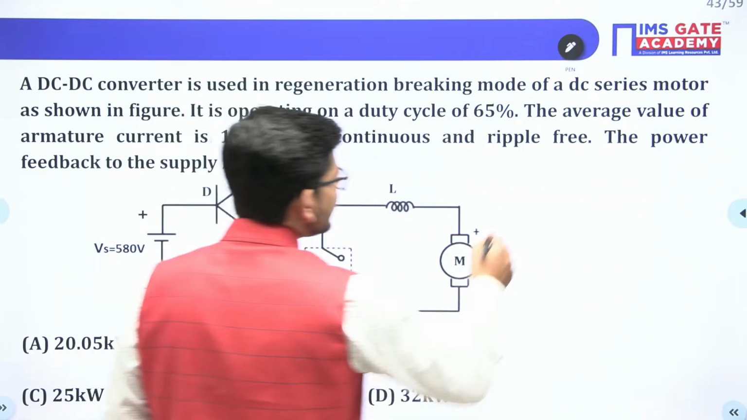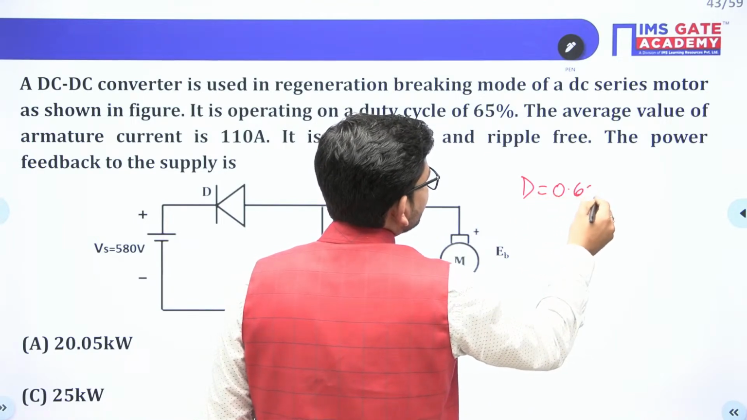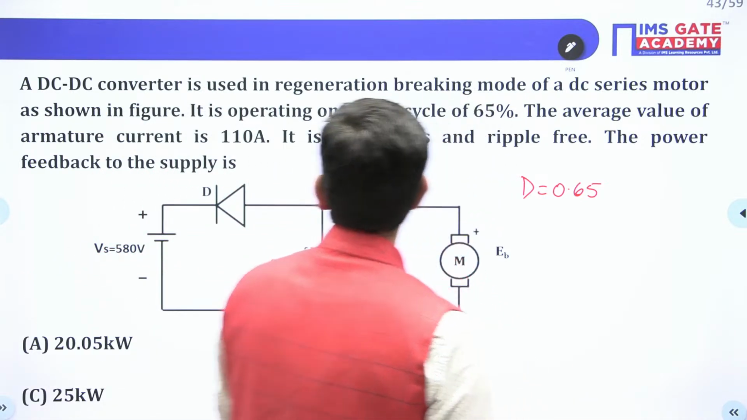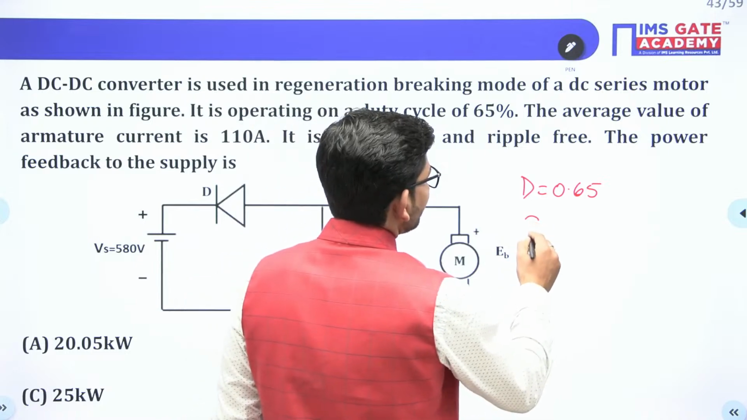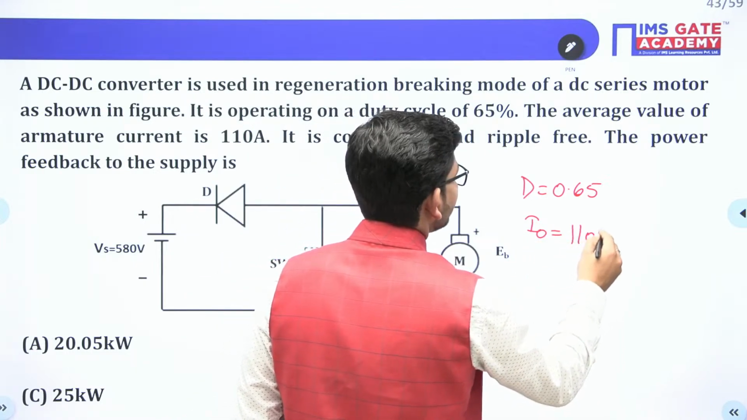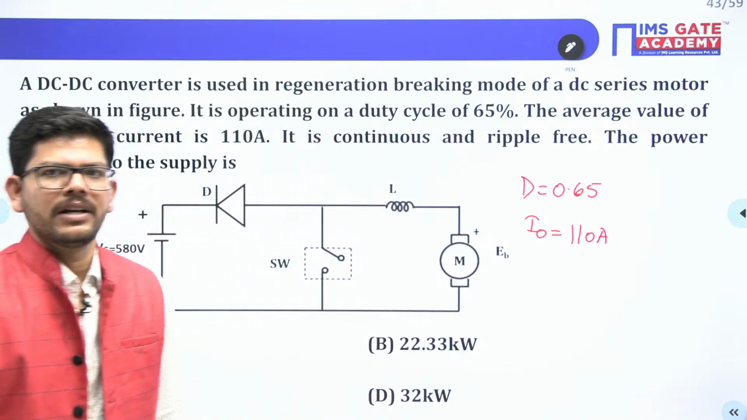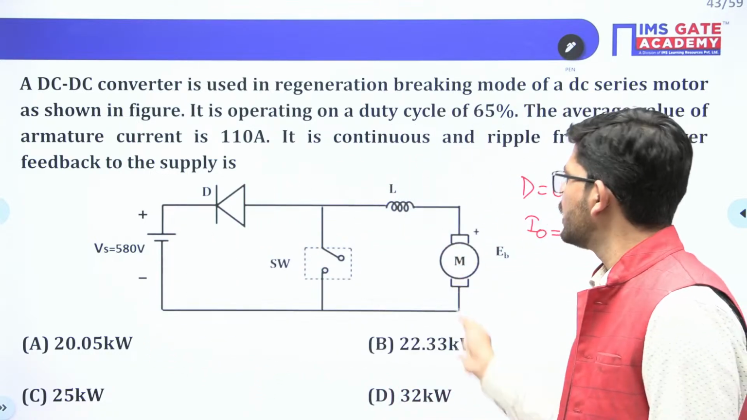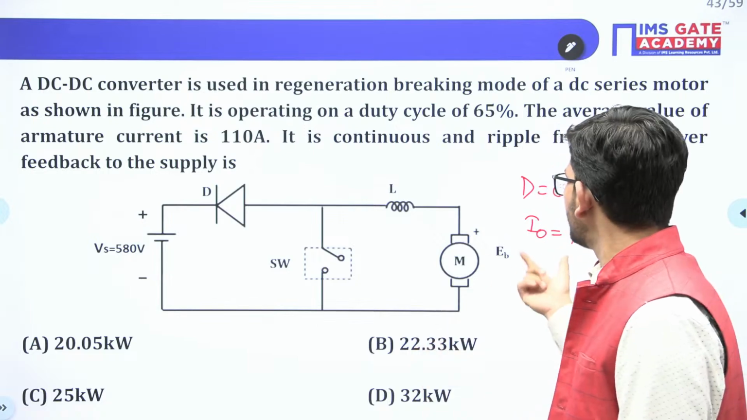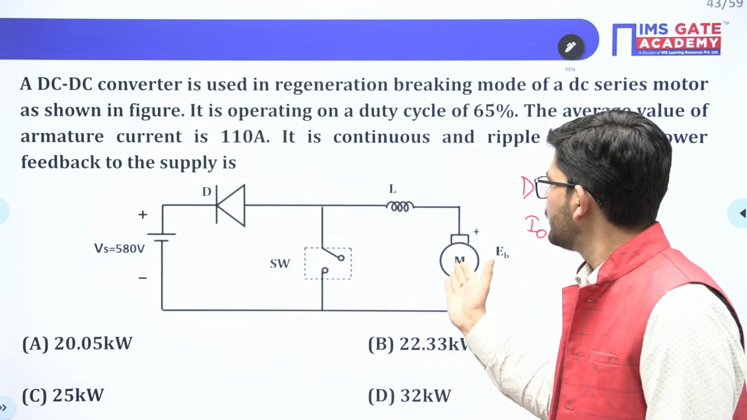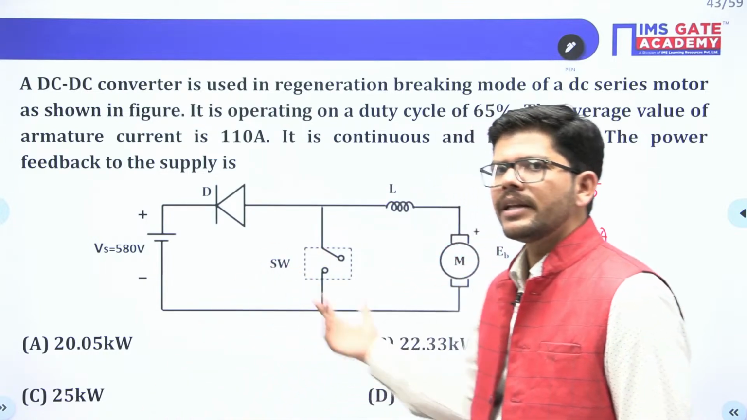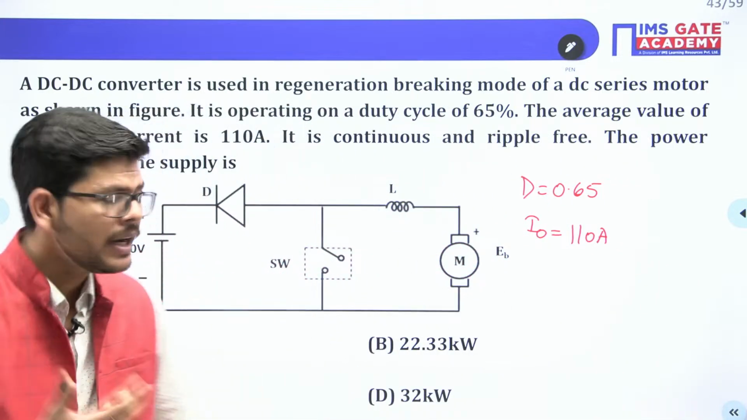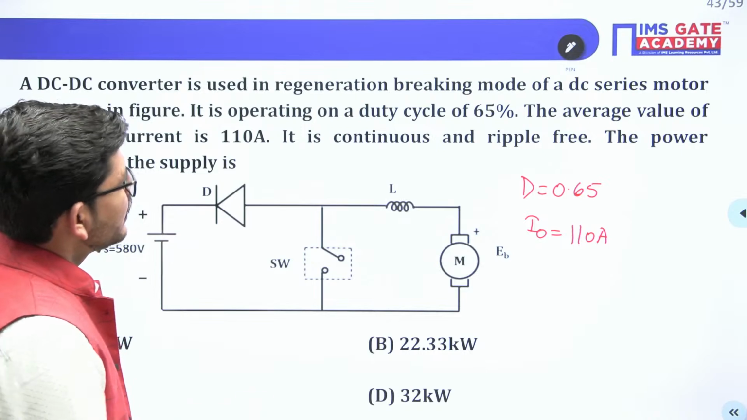So first of all, whatever data has been given, put a habit of writing that. The duty cycle is given to us and that is 0.65. The average value of armature current is 110 ampere, guys. That will be the load current, the output current, isn't it? If this converter were delivering power to the motor, this would have been your I naught. If the motor is delivering power to the converter in the regenerative mode, in that case also this is your output current. Now it is continuous and ripple free.